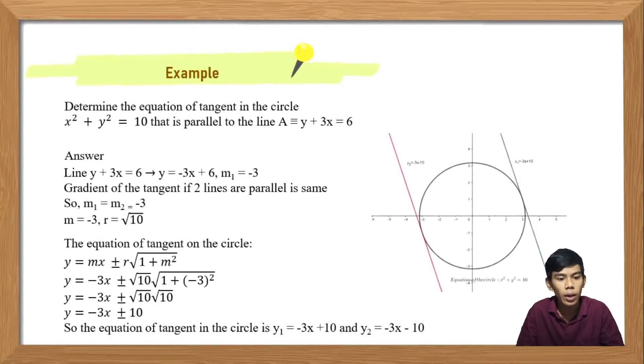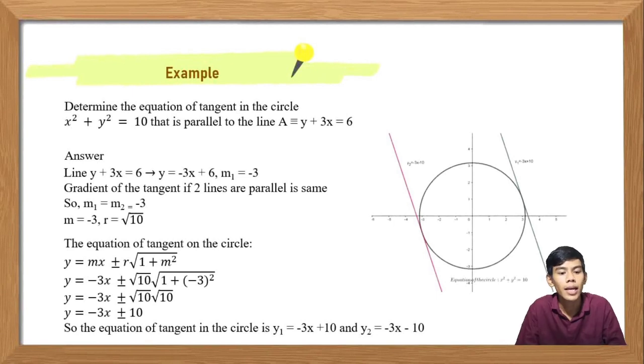The coefficient of x is the gradient, so m1 is negative 3. The gradients of tangent lines that are parallel are the same, so m1 equals m2 equals negative 3. So the gradient is negative 3 and r equals square root of 10.